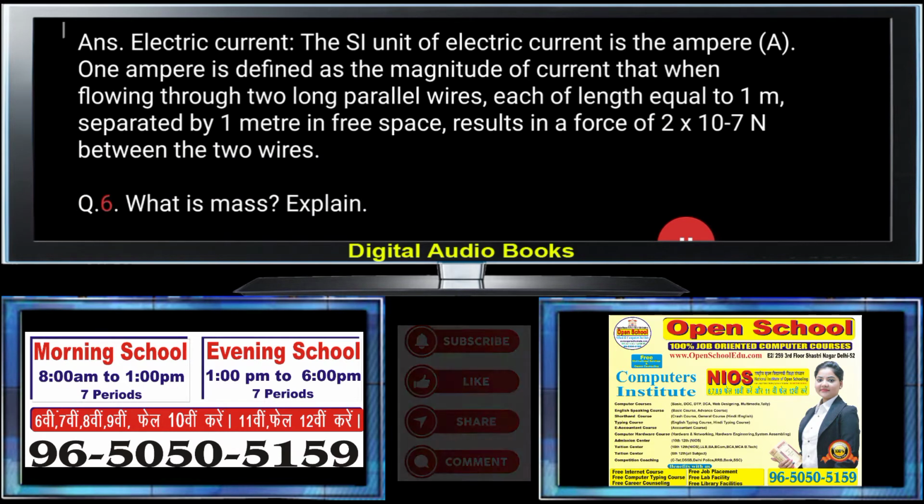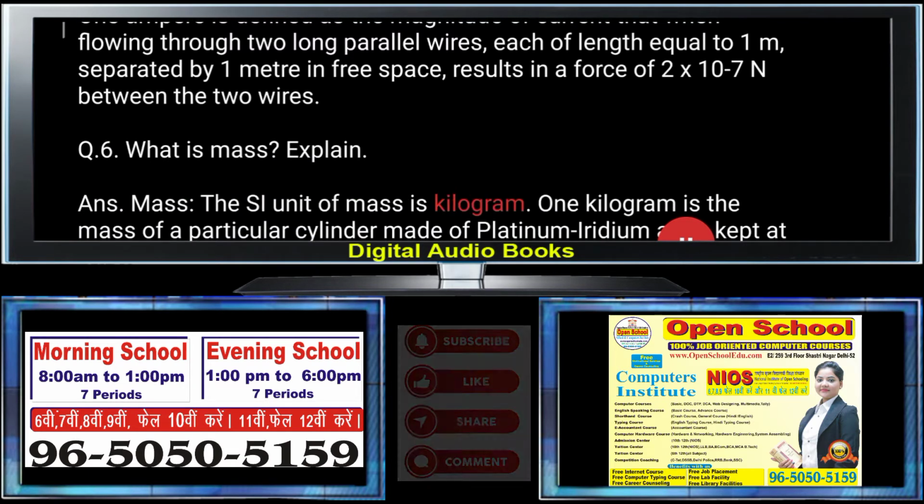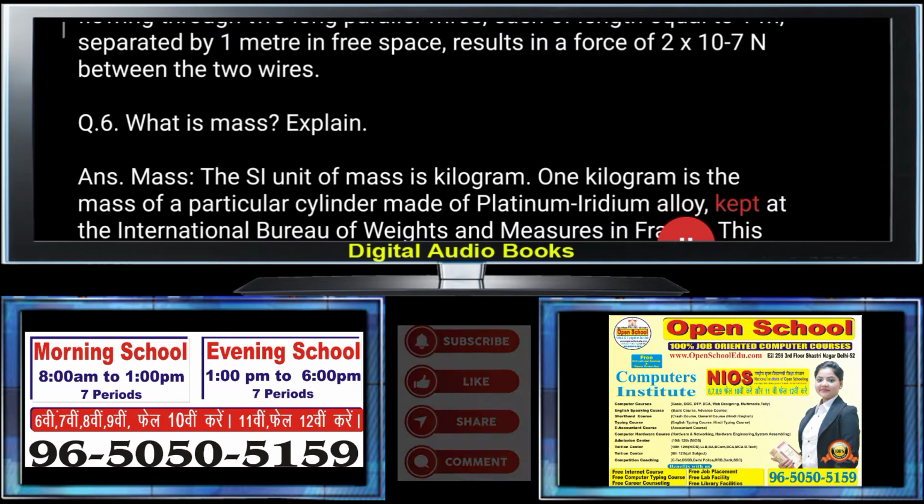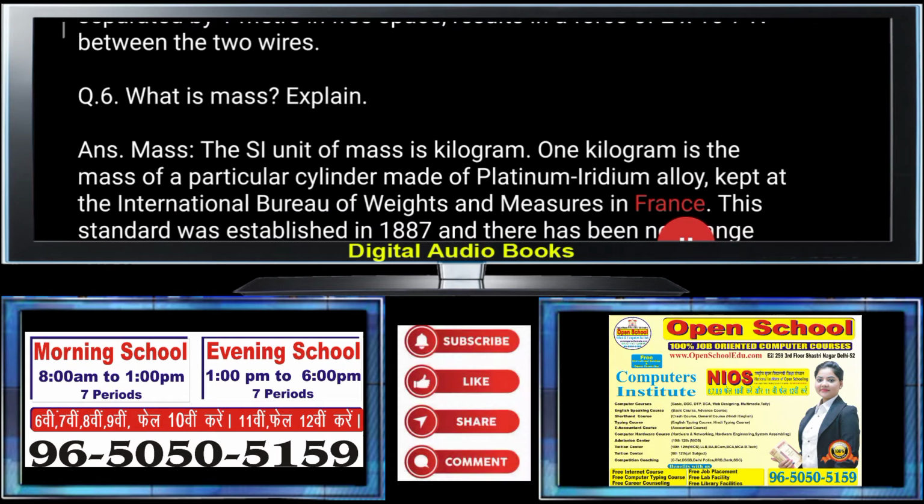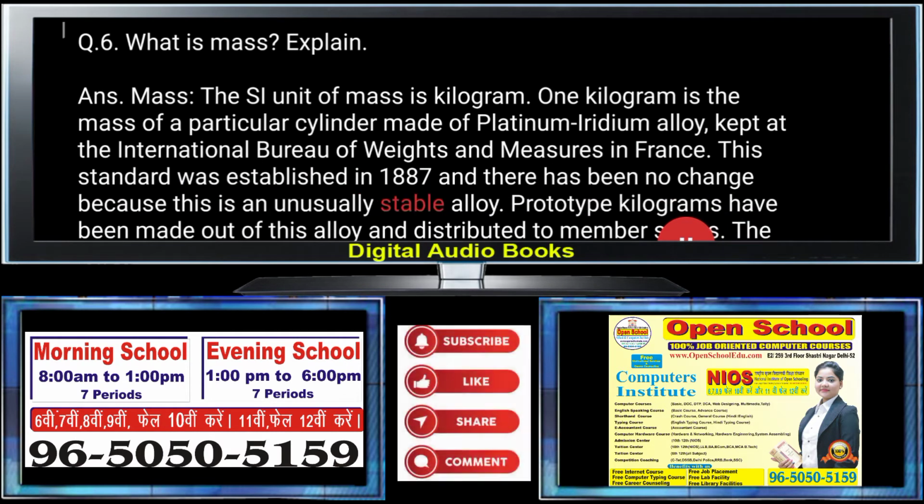Q. 6. What is mass? Explain. Ans. Mass. The SI unit of mass is kilogram. 1 kilogram is the mass of a particular cylinder made of platinum-iridium alloy, kept at the International Bureau of Weights and Measures in France. This standard was established in 1887 and there has been no change because this is an unusually stable alloy.